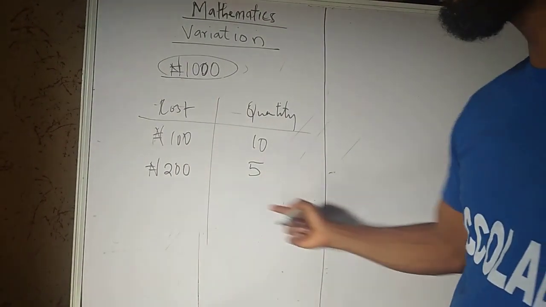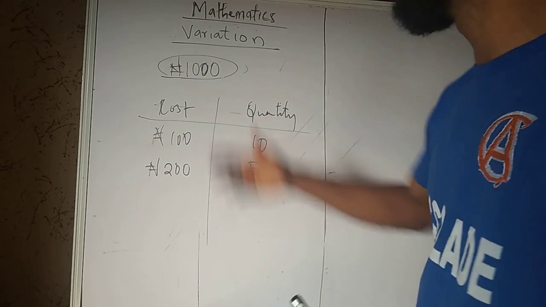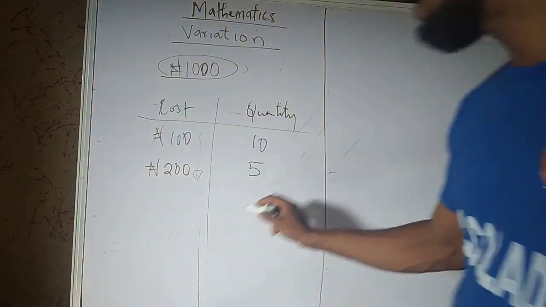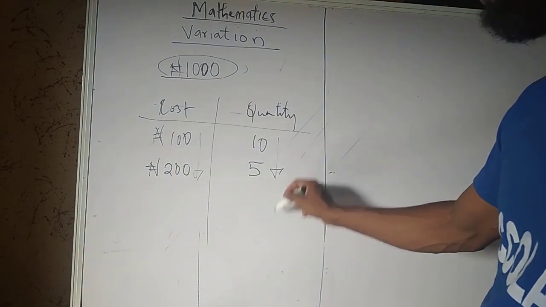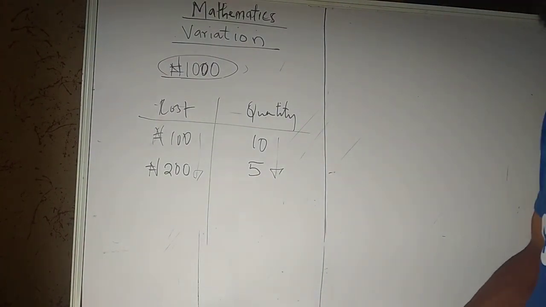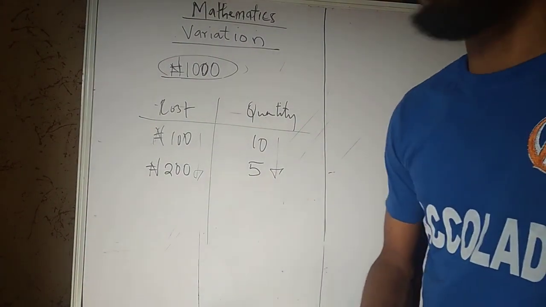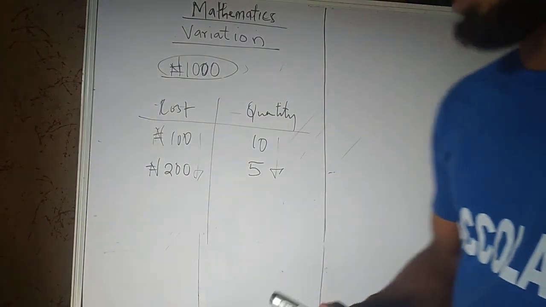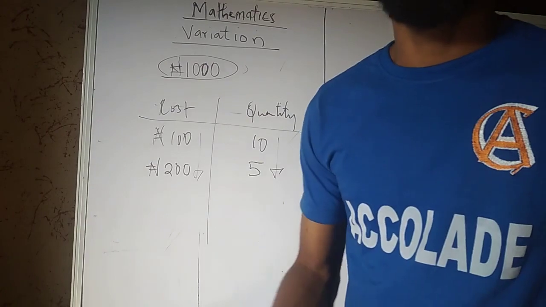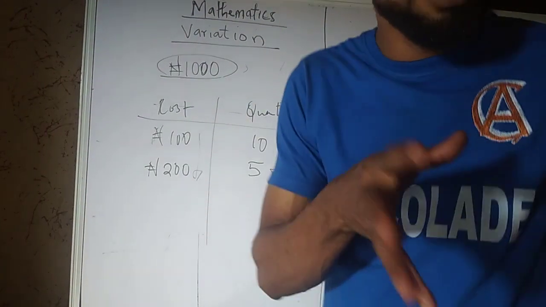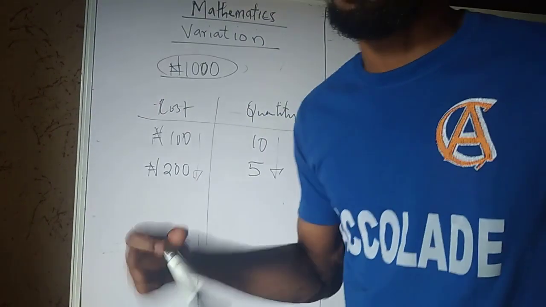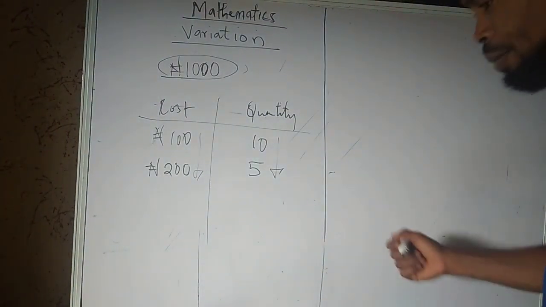So you see this relationship. This is what we call variation. The increase in the cost brings about a decrease in the quantity. You see that? So that's variation, and this is one case of variation. There is another case of variation where an increase in a particular quantity leads to an increase in another quantity.